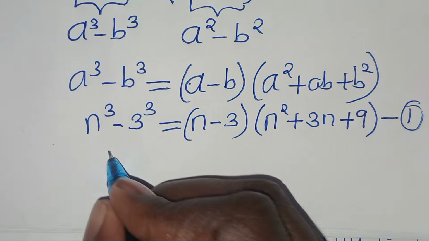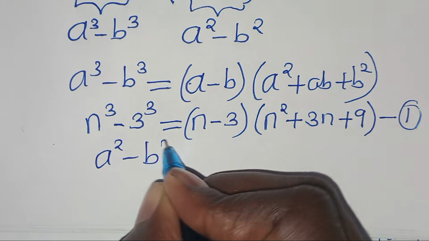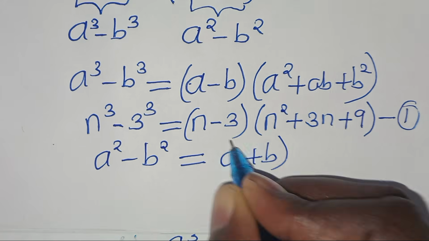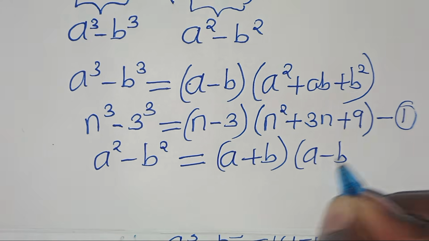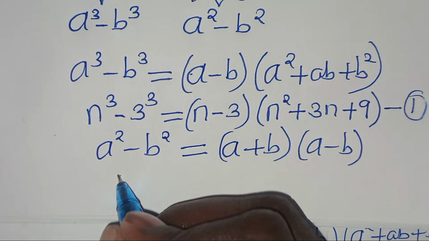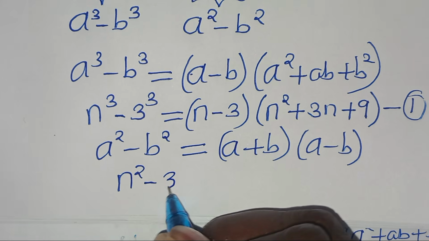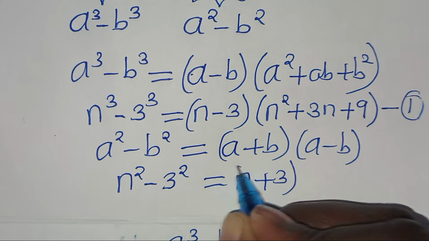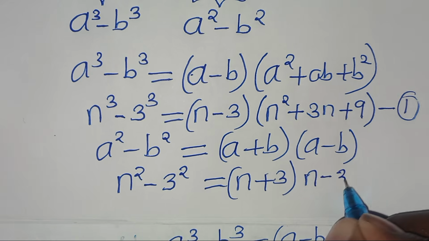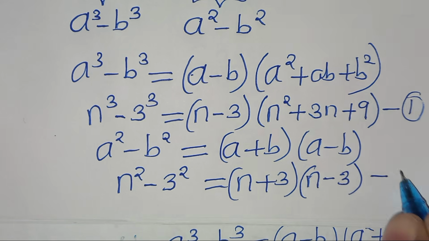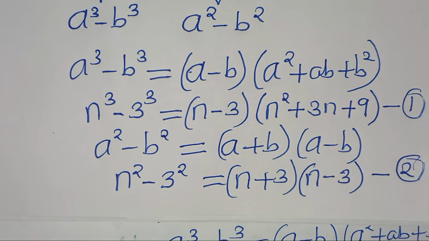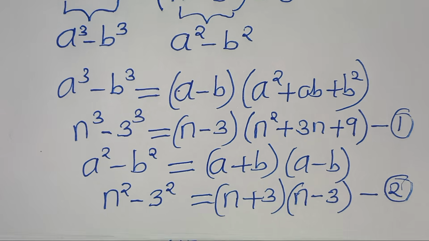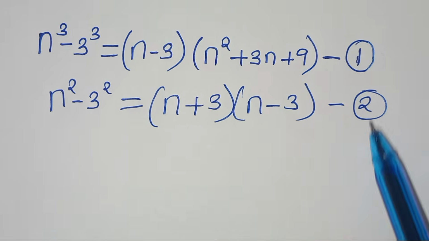And then we have a squared subtract b squared. This is the difference of two perfect squares expressed as a plus b multiplied by a subtract b. So this means that n to the power of 2 minus 3 to the power of 2 can be expressed as n plus 3 multiplied by n subtract 3. And let's call this part 2. So let's combine the first part and the second part.